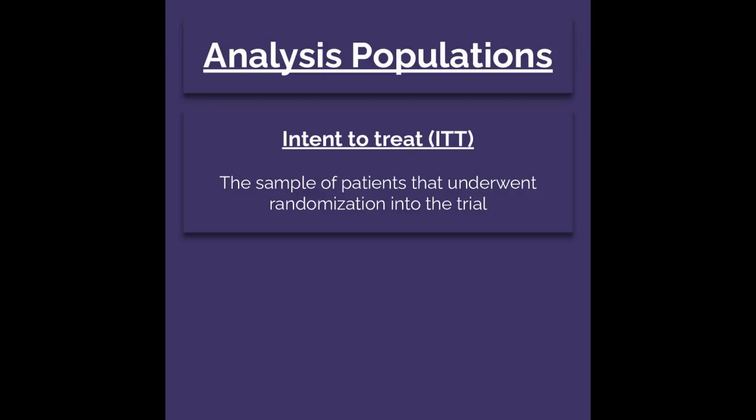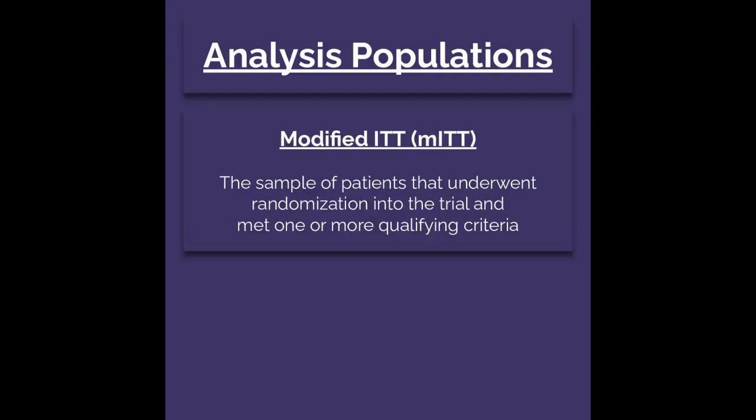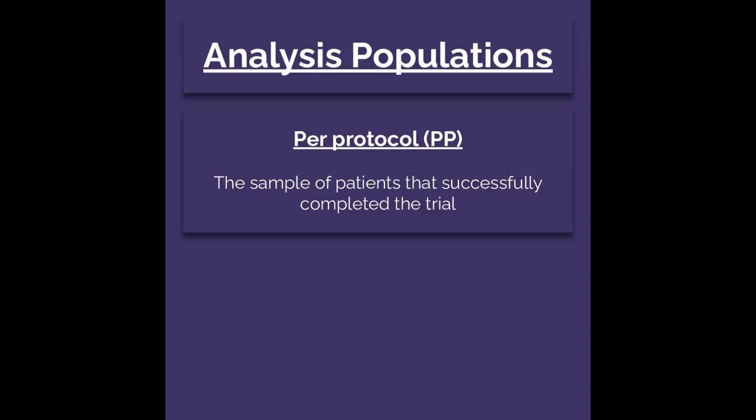So for analysis populations, there are three main ones: intent to treat, modified intent to treat, and per protocol. The intent to treat population is the sample of patients that simply underwent randomization into the trial. The modified intent to treat population is the sample of patients that underwent randomization and met one or more qualifying criteria. And typically this is taking one or more doses of study medication and is most commonly used for safety analyses. The per protocol population is the sample of patients that successfully completed the trial.